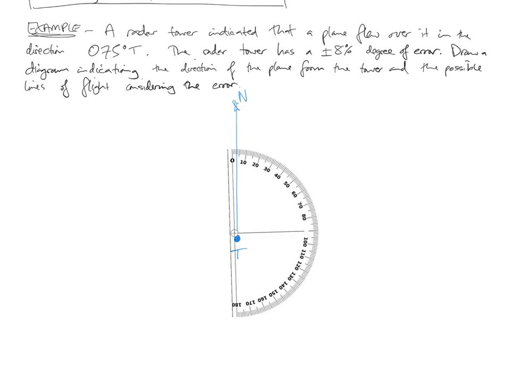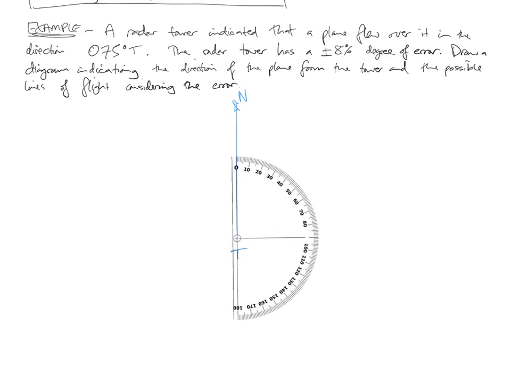Line the 0 on the protractor up with true north on my diagram. Again, taking forever because every time I move my finger it moves. That's alright. Line the center of the protractor with the tower. The direction is 075 degrees true. Therefore, we go clockwise from true north. That's 60, that's 70, that's 75. There. So put a dot. If the bearing was exact, the plane would have been flying in this direction, because that is 075 degrees true. So that's what we think so far.